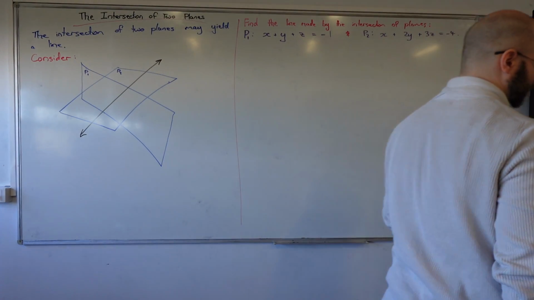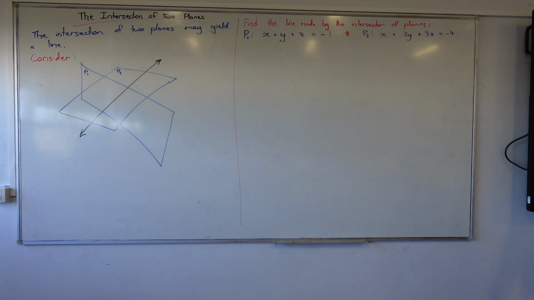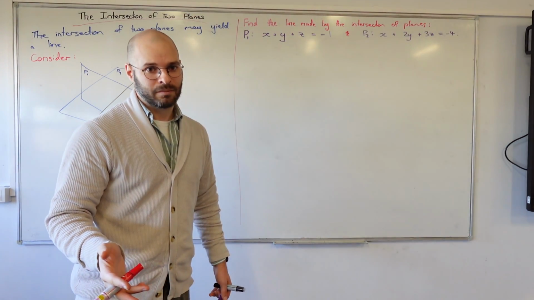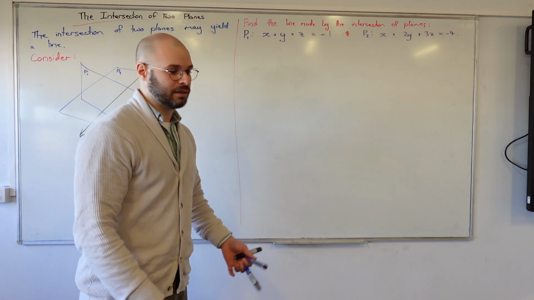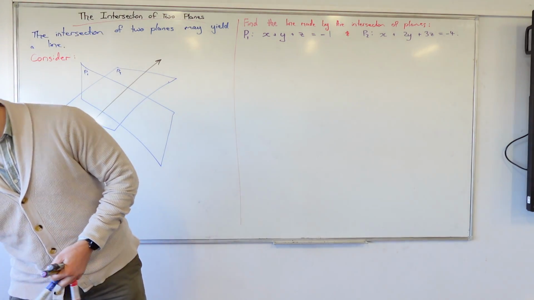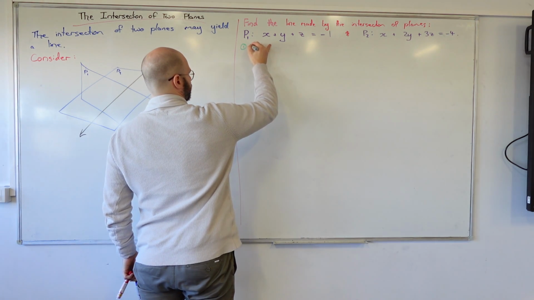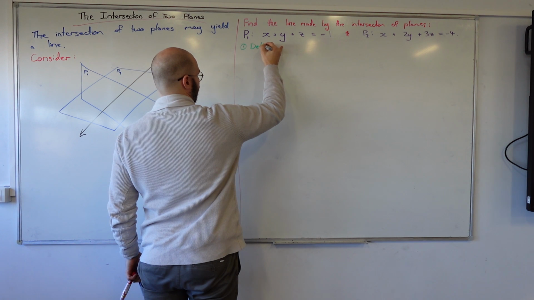So, we've got two planes as shown on the board. Plane 1 is x plus y plus z equals minus 1. Plane 2 is x plus 2y plus 3z equals minus 4. What we want to do is find the equation of the line that describes the cut between the two planes. Now, this can be done in two steps. First step allows us to see if it can even be done, and then the second step basically reveals to us the actual line. So first thing we're going to do here is determine the direction of the would-be line.